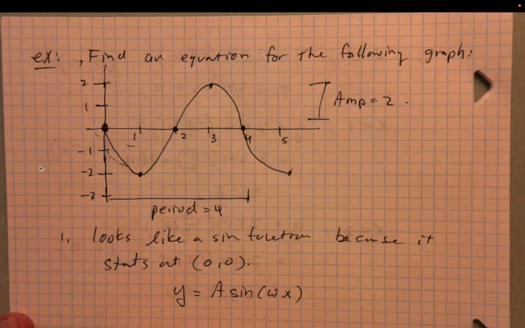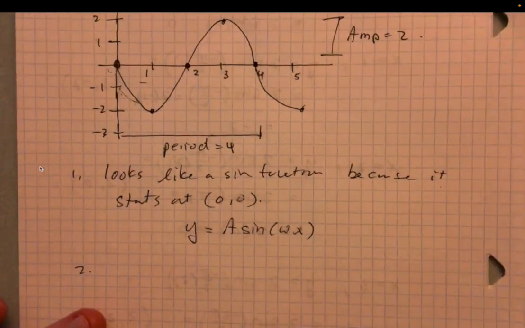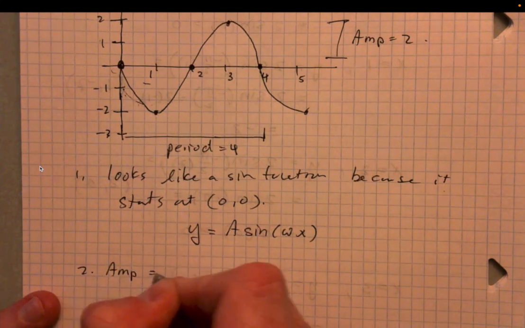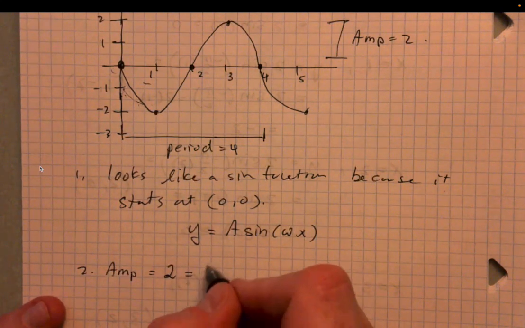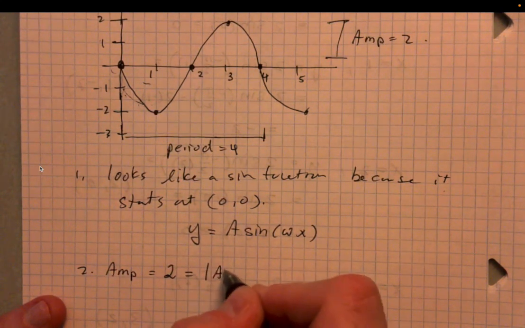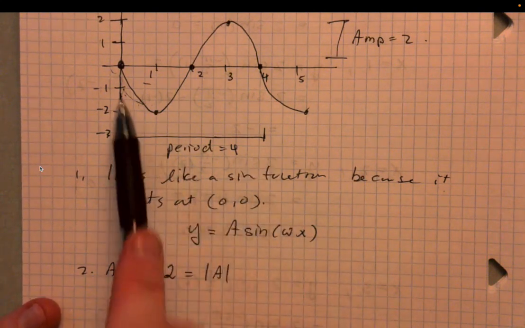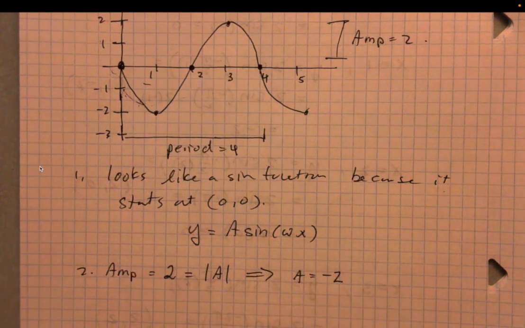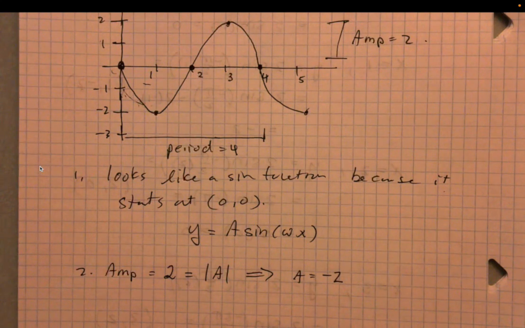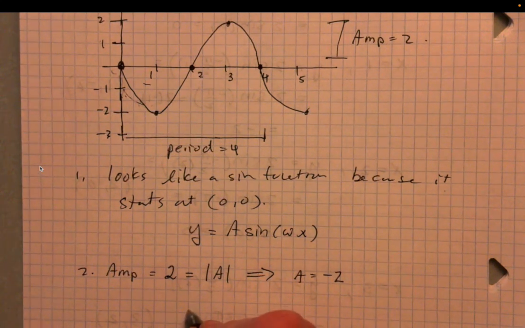Okay, so let's start with the amplitude. It's a little easier to negotiate amplitude stuff. So the amplitude, which we can see is 2, we know that that's equal to the absolute value of whatever a happens to be. And the fact that it goes down first tells me that a should be equal to -2. The negative is going to flip the sine function upside down, and it's not going to impact the amplitude because the amplitude is equal to the absolute value. So now our equation must be y equals -2 times the sine of omega x.